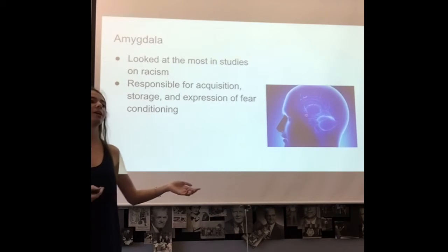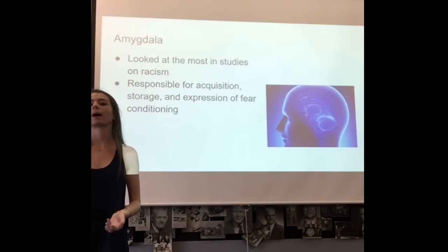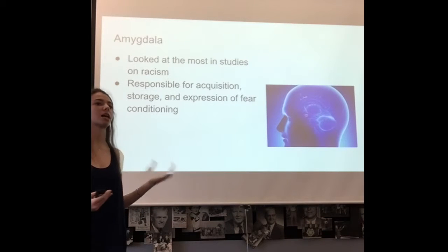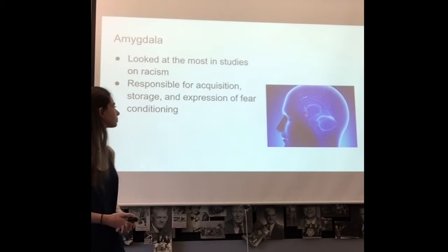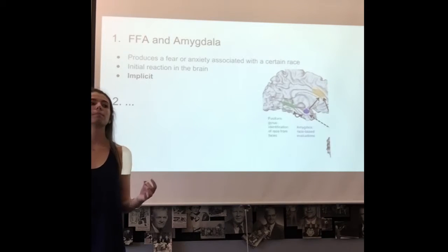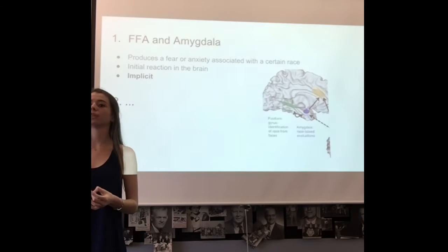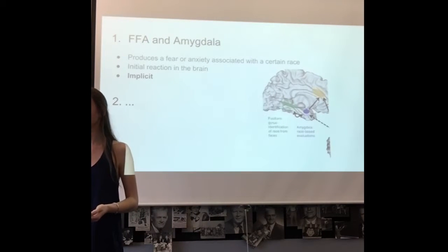It makes sense that the amygdala would be studied a lot in race relations, because so many bad race relations are based off of a sense of fear or hostility. The amygdala is actually the most studied region of the four in any studies of racism. Okay, so the amygdala, fear conditioning, and the FFA, facial recognition, combine to make up the first stage of processing racial stimuli. This combination of the FFA, facial recognition, and the amygdala, fear, produces an anxiety or fear associated with a certain race. Yeah?